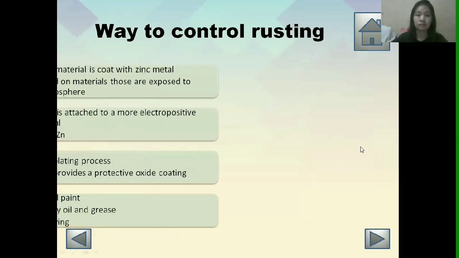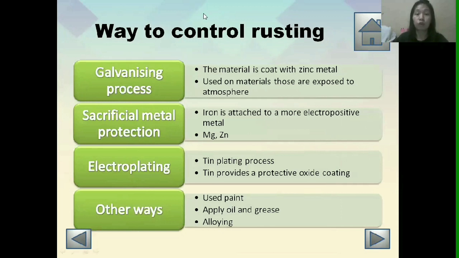And these are the ways to control rusting. For the galvanizing process, the material is coated with zinc metal. The galvanizing process is used on materials that are exposed to the atmosphere, such as zinc roofing and also the iron rubbish bin. For sacrificial metal protection, the iron is attached to a more electropositive metal such as magnesium and zinc. When iron is attached to a more electropositive metal, the more electropositive metal will be oxidized first instead of iron. So this method can be used to control rusting.